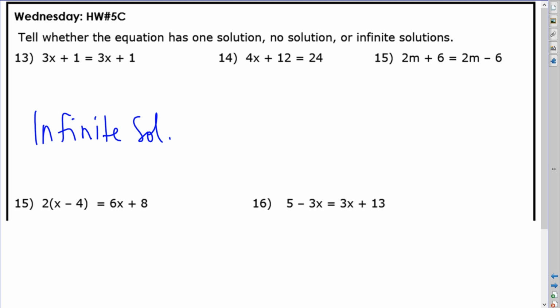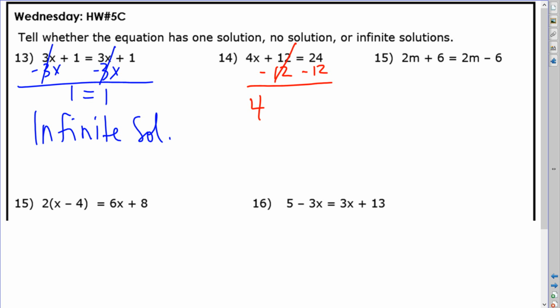And we can prove it by subtracting 3x from both sides and making a true statement. Yes, 1 is equal to 1. Now you see for number 14, these are not equal on both sides, but that doesn't necessarily mean there's no solution. In order for there to be no solution, the variable would have to disappear and the sentence would have to be false. But when I do my inverse operations here, my variable never goes away. It's always there. See that? 4 x's. And even after I divide, I still have the letter x.